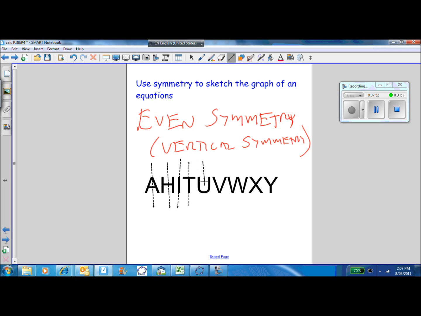There you go. You're getting better, Mr. Lane. Oh, that's hideous. I'll fix that later. All these have vertical symmetry. Okay, excuse me while I get these fixed.